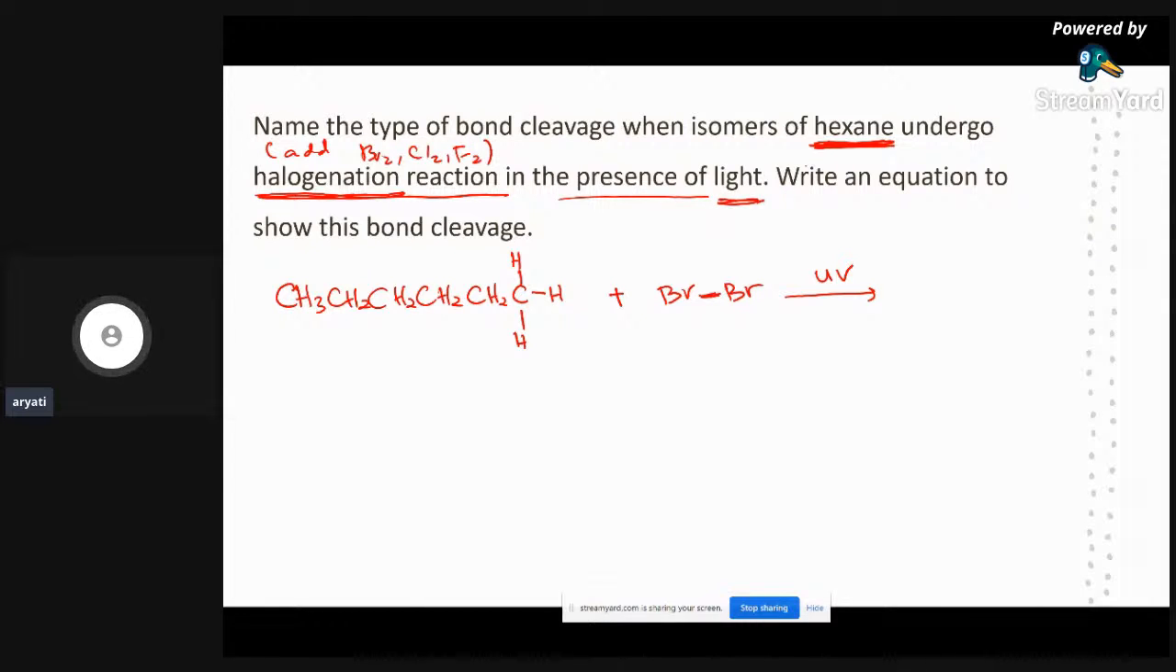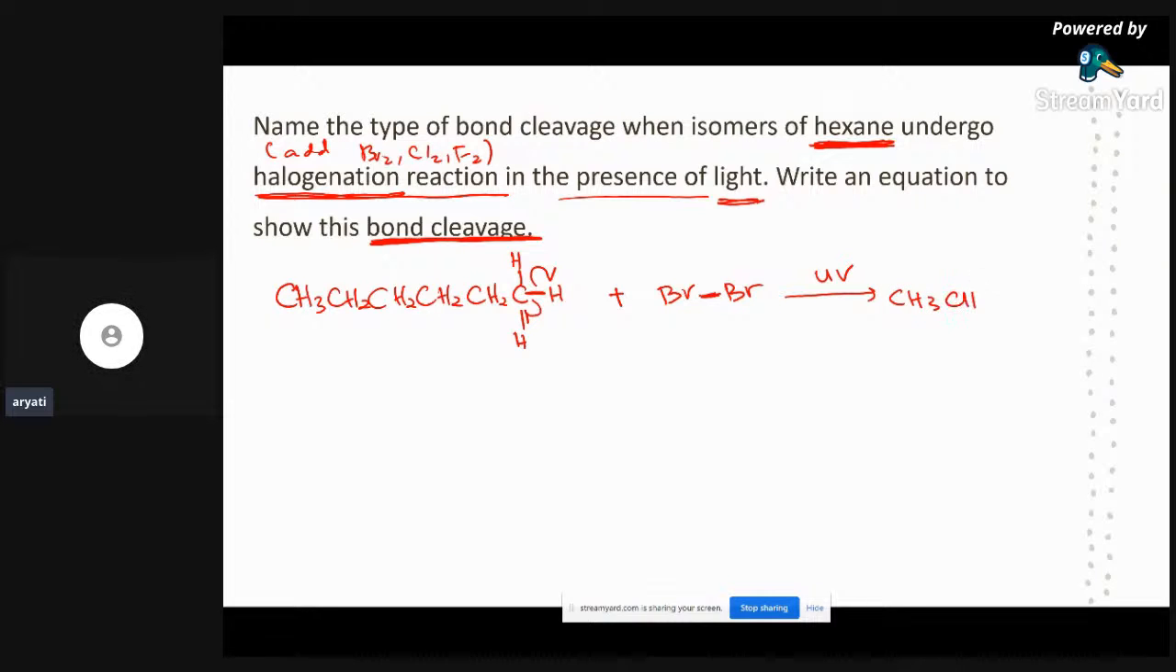So it says write an equation to show this bond cleavage. Bond cleavage must show that the bonding is shared equally. So here it is shared equally. So carbon will attract one electron, H will attract one electron. You represent this with a single headed arrow here. So it will become a free radical.